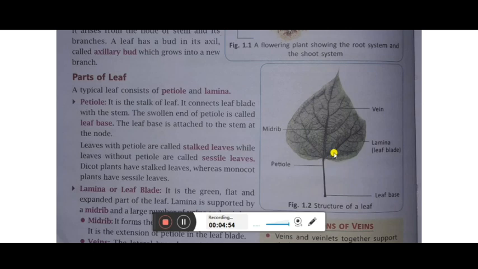And then these small veins are there, which is called the network of veins.